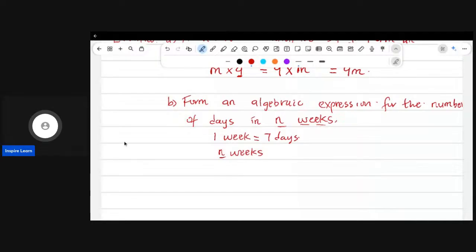If, for example, there were 3 weeks, we would have known it is 3 times 7. If it is 5 weeks, it would be 5 times 7. But now we don't know the number of weeks. So this is simply going to be n times 7, the number of weeks and the number of days. Remember, this can also be written as 7 times n. Then this gives us 7n as our algebraic expression. I hope that it is clear up to that point.